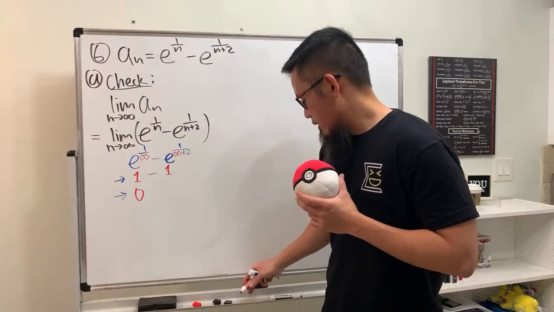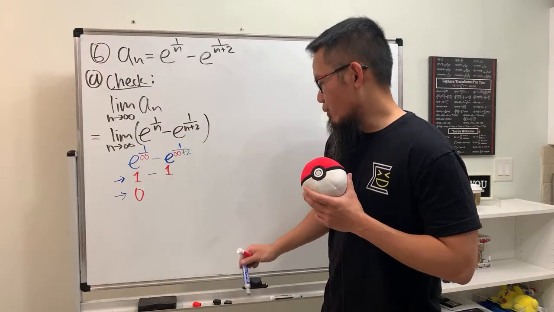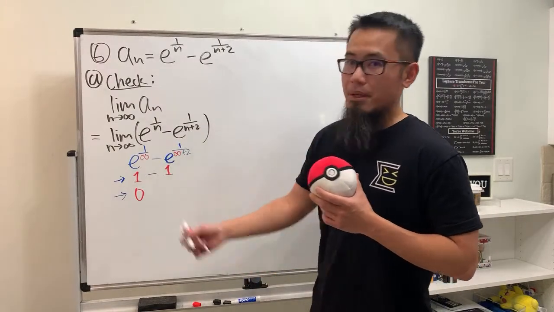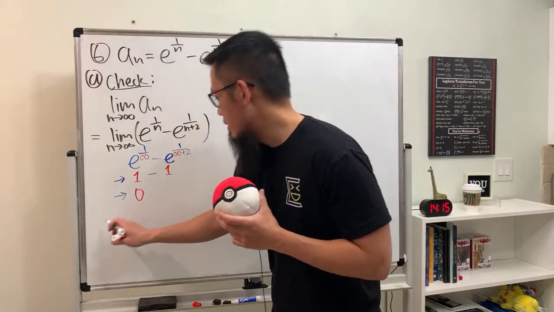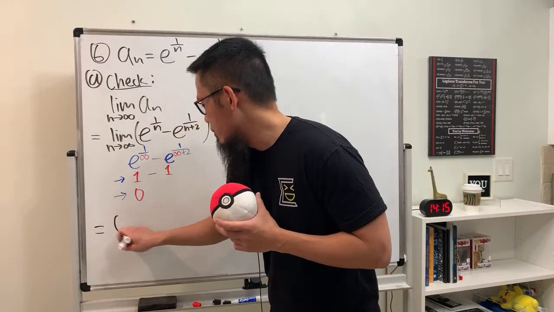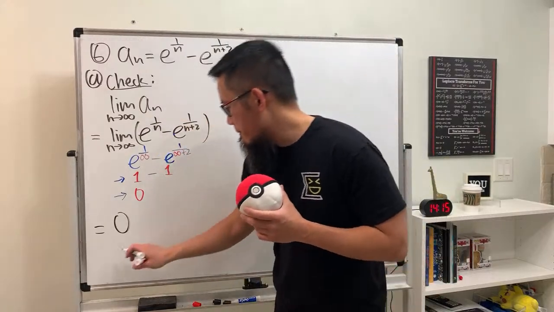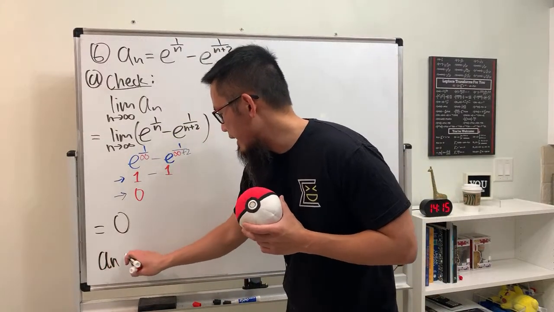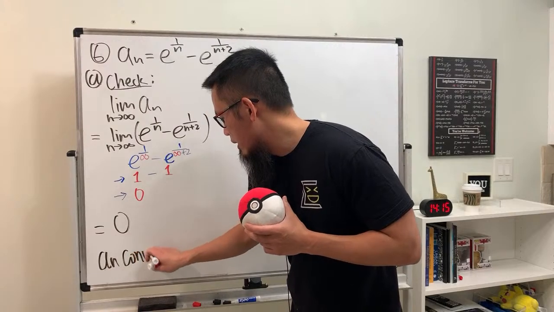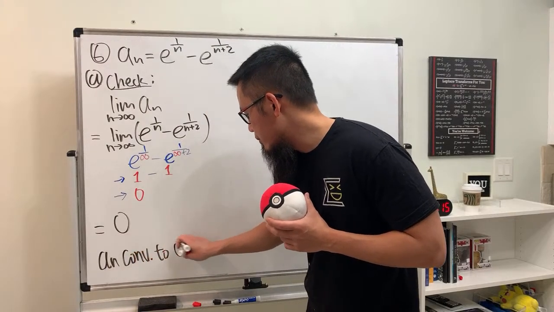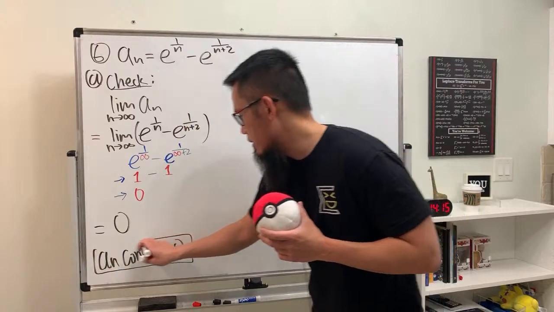Right? So if you want to show some kind of work, that might be okay. But anyway, this right here is also pretty clear that it's just equal to 0. So does AN converge? Yes, AN converges. And we know that it converges to the number 0.